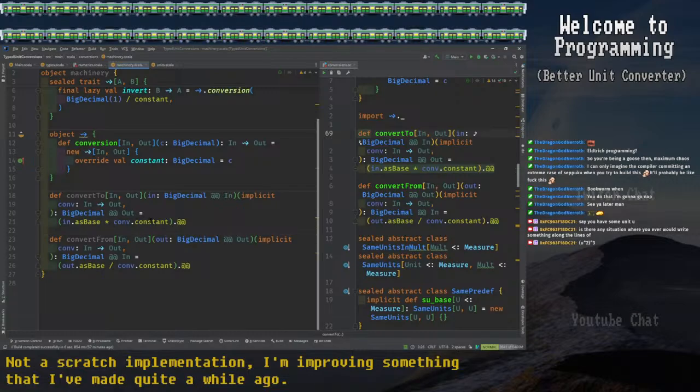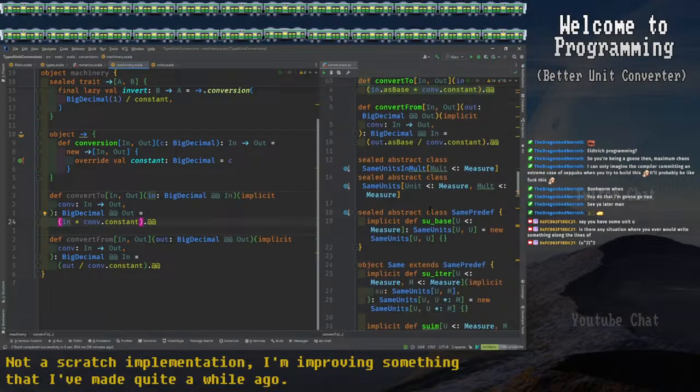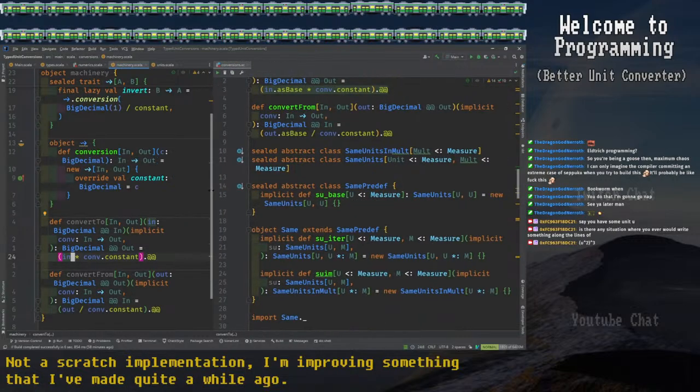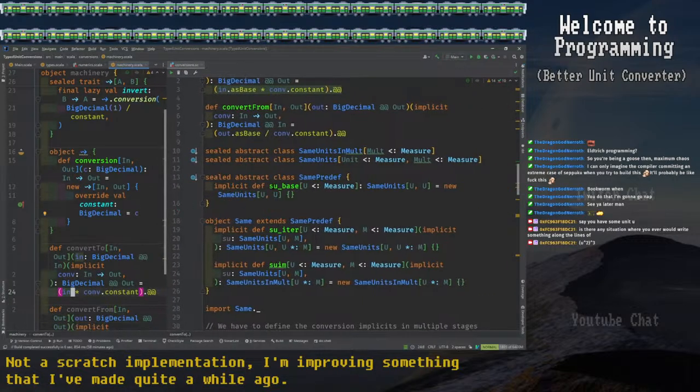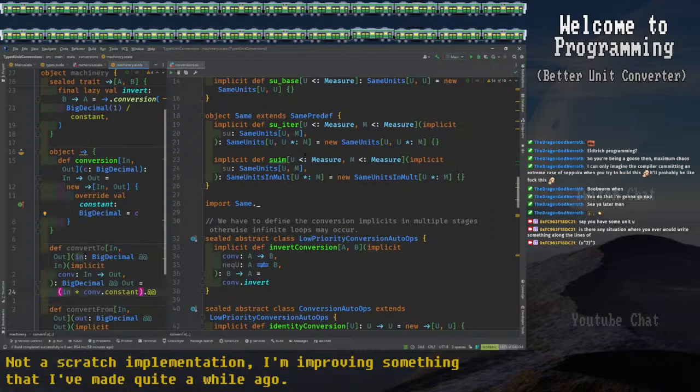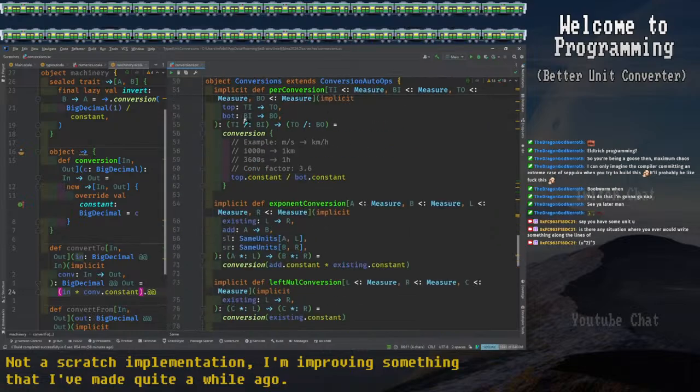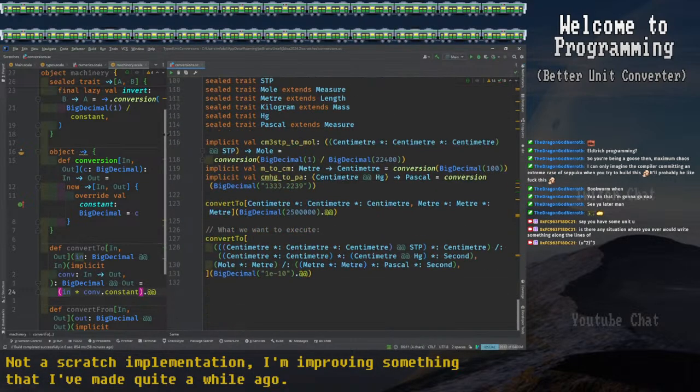Except we've got a bit of a problem here. I don't know what the hell I was doing with all of these mults. We'll figure it out later.